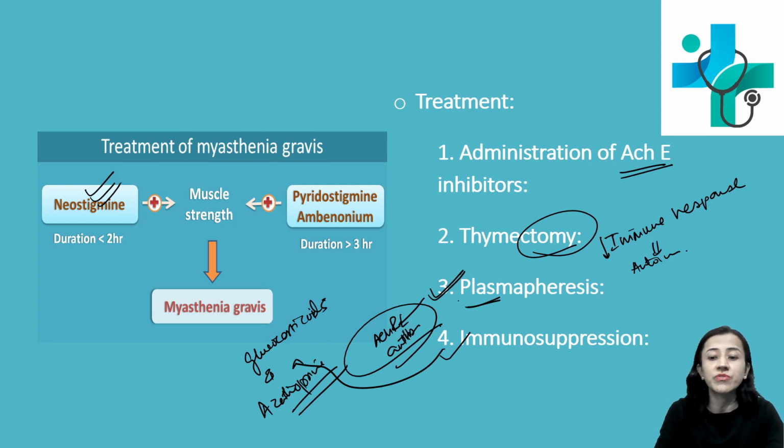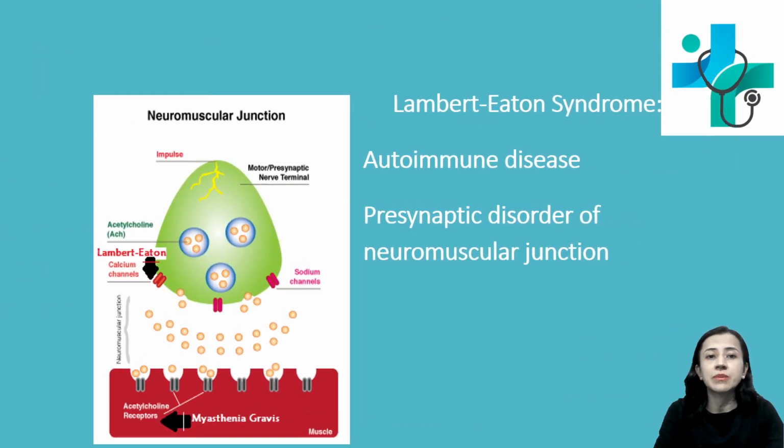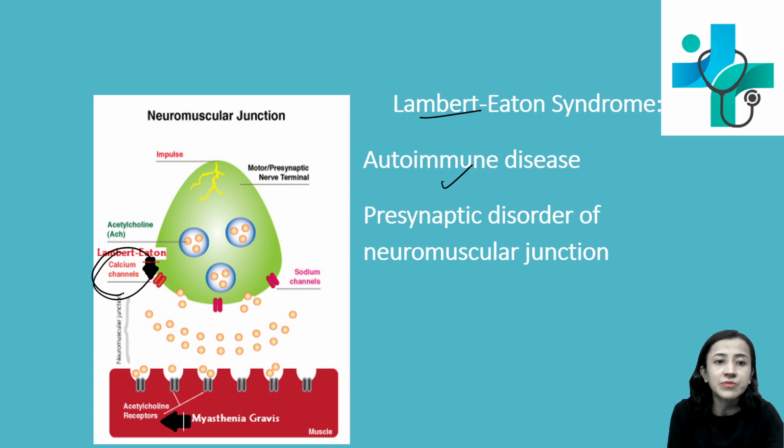Another disorder has similar symptoms to myasthenia gravis, but the pathology is different. That is Lambert-Eaton syndrome. This is also an autoimmune disease, but antibodies are produced against calcium channels, which are present in the presynaptic terminal. So calcium ions cannot enter the presynaptic terminal, there is no bursting of vesicles, and no release of acetylcholine.